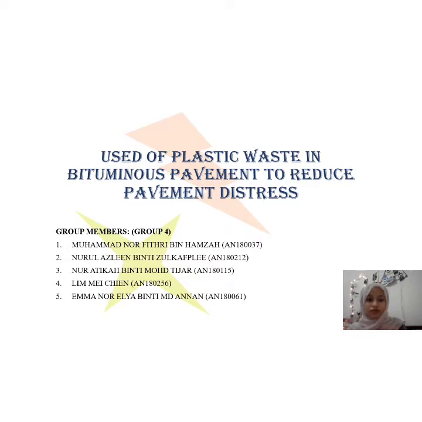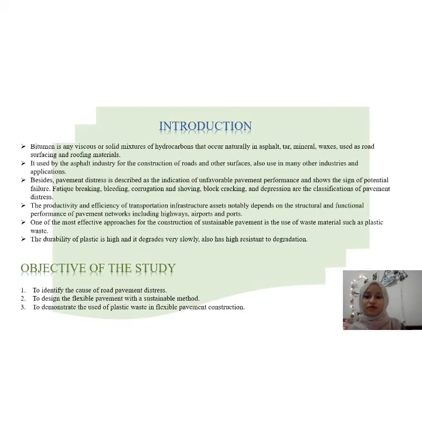Today we're going to present the use of plastic waste in bituminous pavement to reduce pavement distress. I'm going to start with the introduction. As we know, bitumen is any viscous or solid mixture of hydrocarbons that occurs naturally in asphalt, tar, mineral waxes, which is used as road surfacing and roofing material. It is used by the asphalt industry for the construction of roads and many other applications.